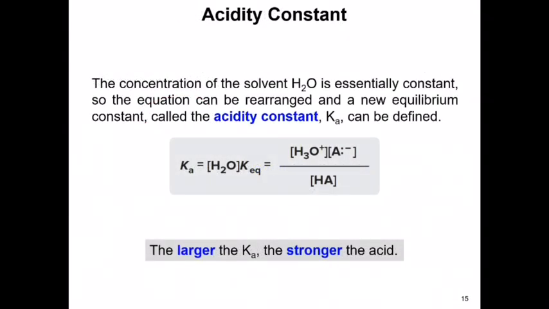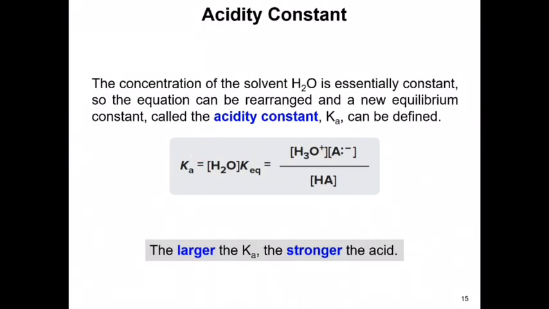Since the concentration of the solvent, which is water, is usually constant, the equation can be rearranged and a new equilibrium constant called the acidity constant can be defined. The symbol for the acidity constant is Ka. Ka is equivalent to the concentration of the hydronium ion times the concentration of the conjugate base divided by the concentration of the acid at equilibrium. The larger the Ka value, the stronger the acid, and the lower the Ka value, the weaker the acid.